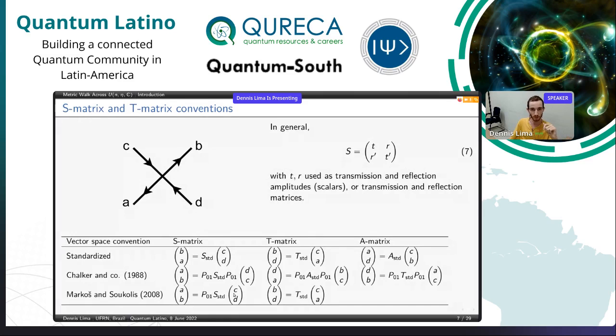We can build the mappings, for example, C and D are the incoming states, and A and B are the outgoing states. You can map C to A, you can map C to B, etc. And we have several permutations that represent other S matrices, other T matrices. And we need to account for that when we're comparing models of T matrices and S matrices and A matrices.